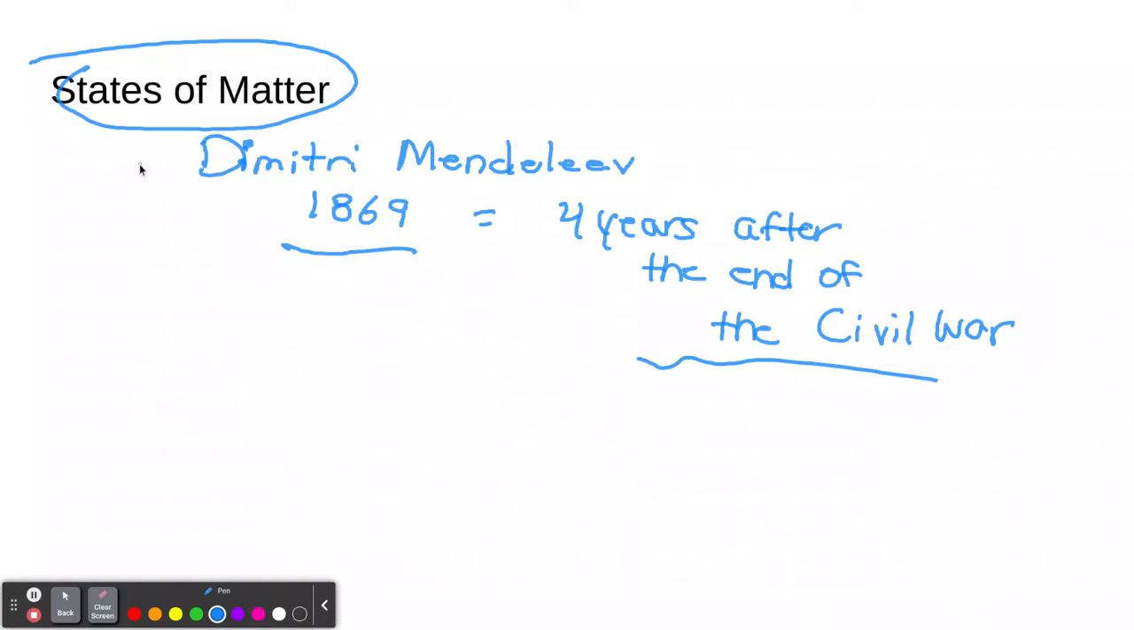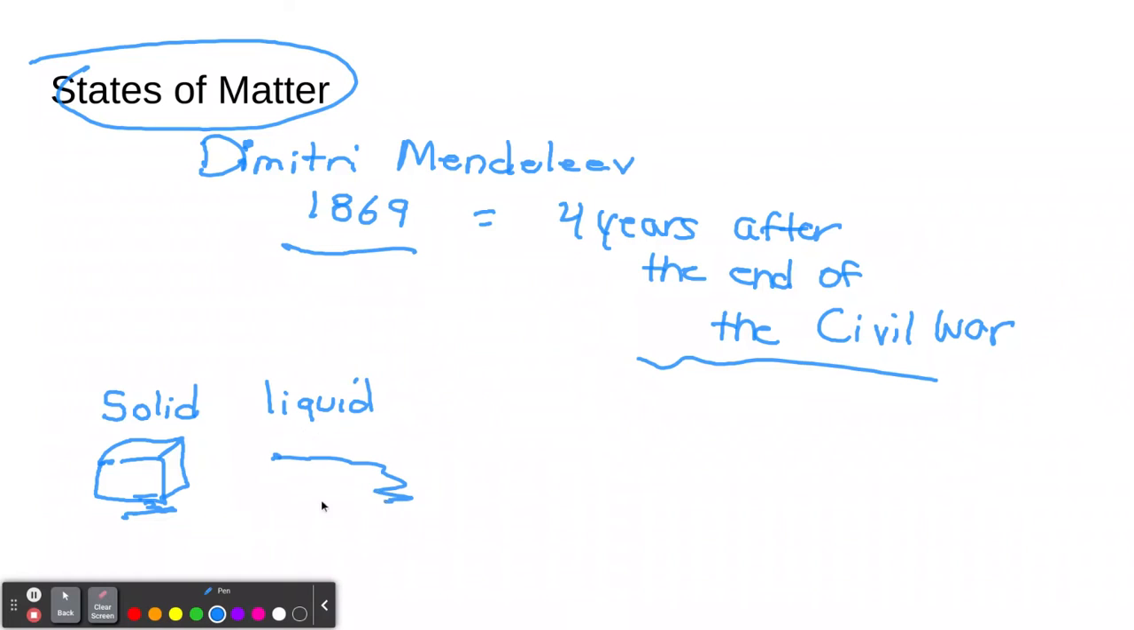So he organized it first by states of matter. We know the basic ones. We have solid. We can make a solid ice cube. There is our ice cube. Maybe it's melting over there. We have our liquid, like our water. There's our water everywhere.